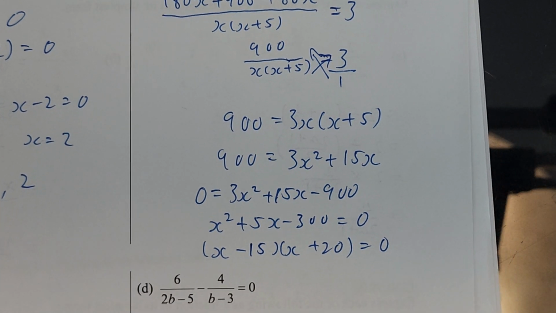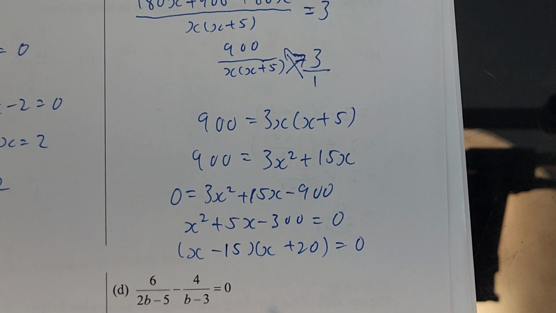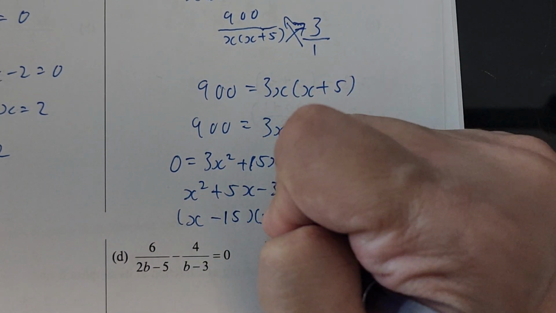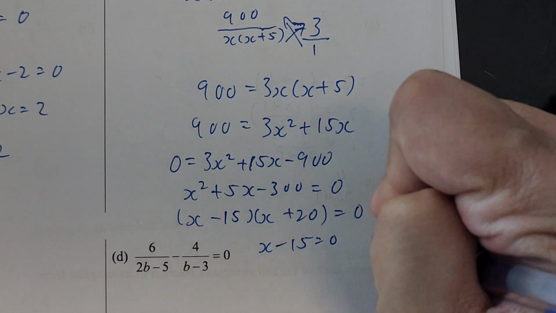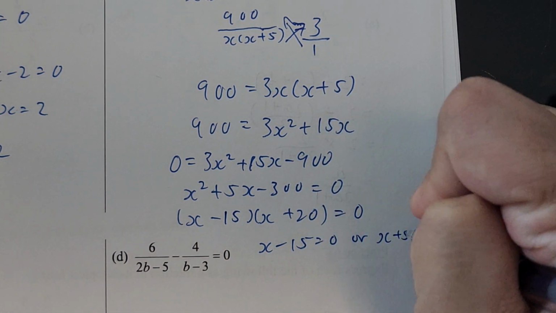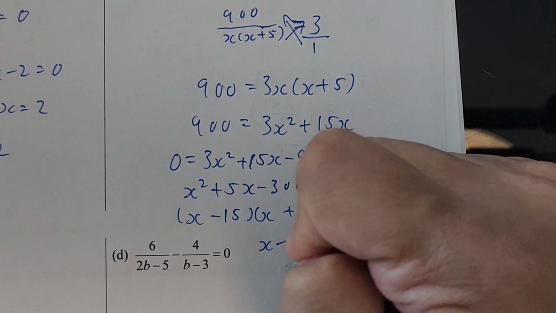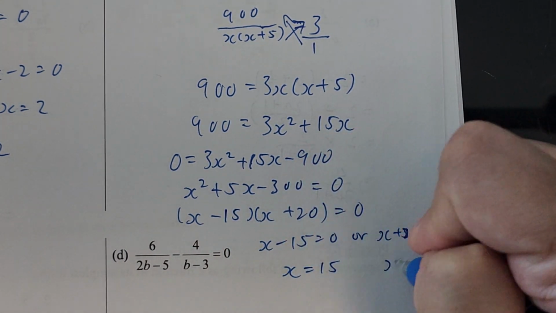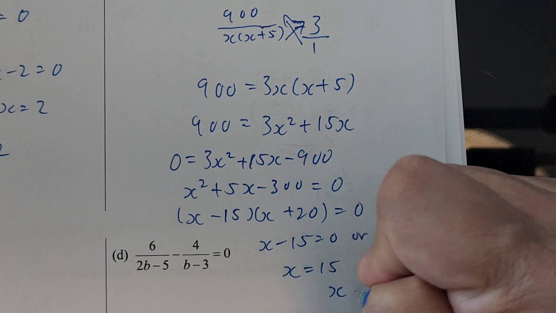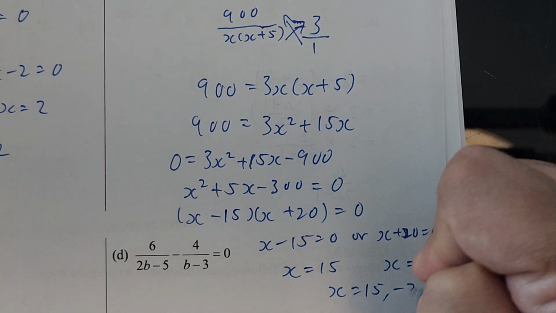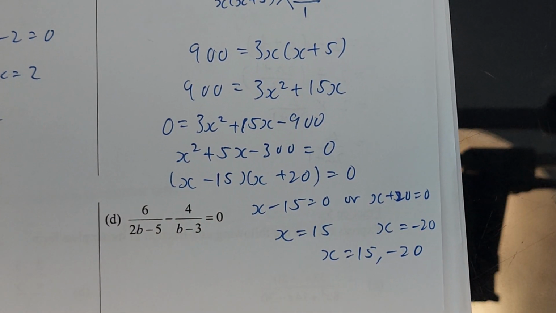Sorry, I unknowingly paused the video. So basically from here, I factorize it, x minus 15 and x plus 20. After which will be x minus 15 equals to 0 or x plus 20 equals to 0. So x equals to 15, x equals to negative 20. So my answer is x equals to 15 or negative 20.